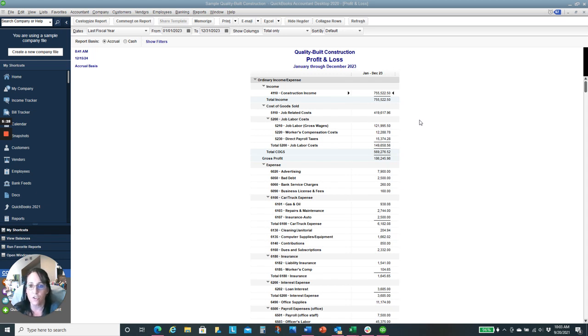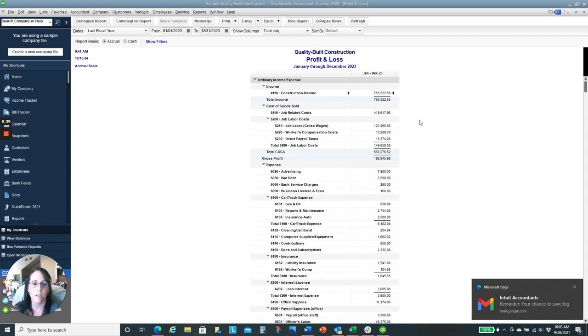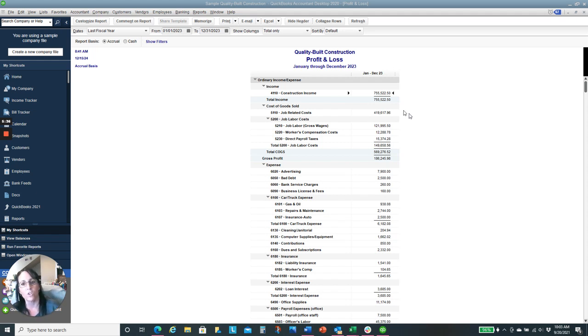So this is your cost of goods sold section. Again, it's very basic, very simple to understand why it's separated out and where you can find it, which is directly below your total income and directly above your gross profit line, which is what we're going to discuss next.